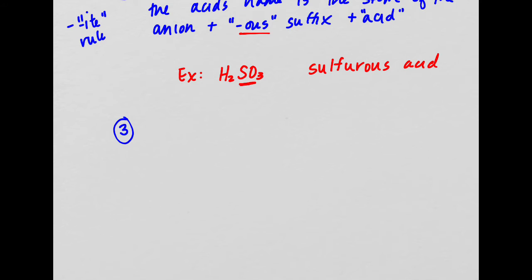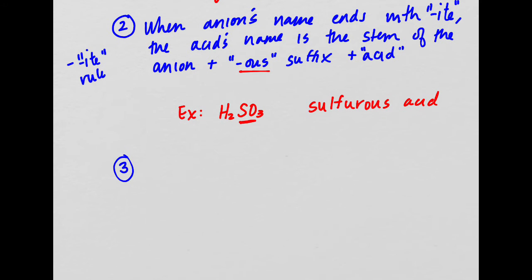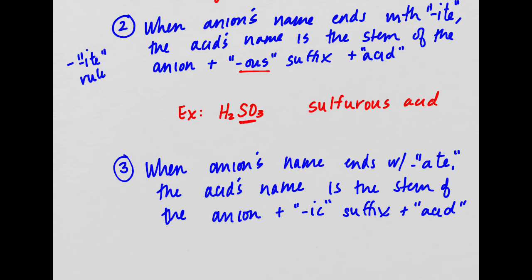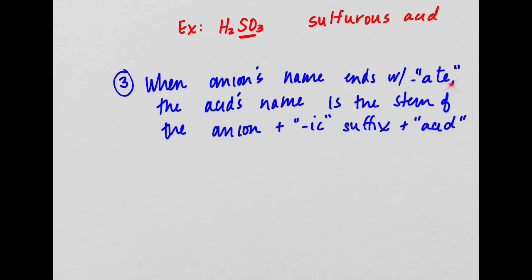When the anion name ends with ate, the acid name is the stem of the anion with the ic ending, followed by the word acid. This one is basically the exact same as rule number 2, but it's an ic ending instead of an ous ending. Like I just said, when the anion's name ends with ate, the acid's name is the stem of the anion plus the ic suffix plus acid. So we're going to call this the ATE rule.